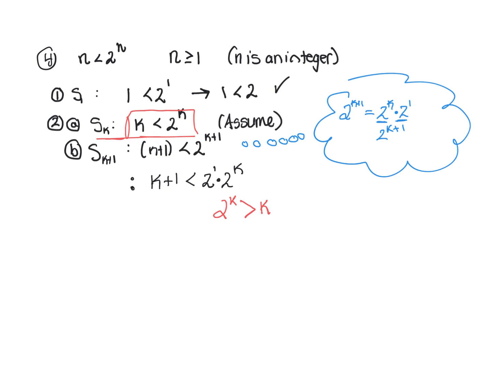But my problem is right here, I don't have just a 2 to the k, I have also a 2. So what I'm going to do is multiply both sides here by a 2. And so now I have 2 times 2 to the k, which is what I had right here, is greater than 2k, which is the same thing as k plus k. And k plus k, we know, is bigger than k plus 1.